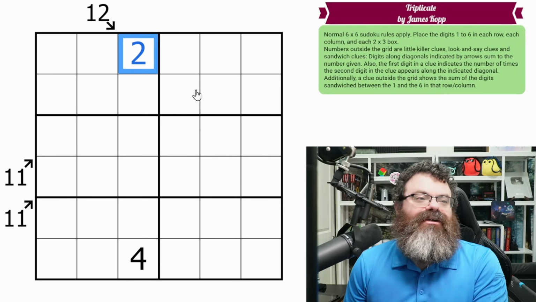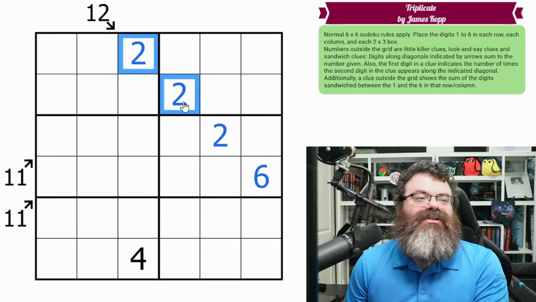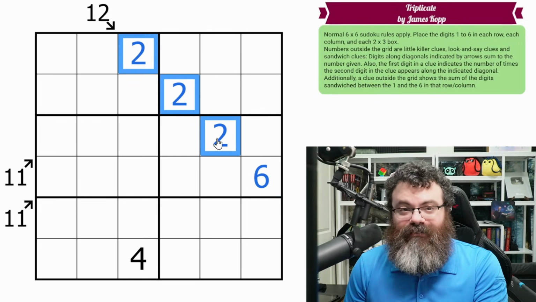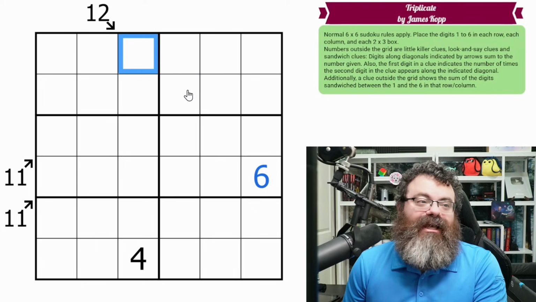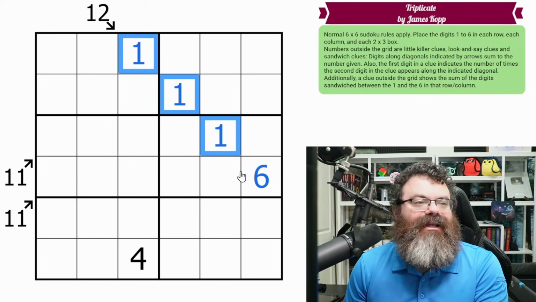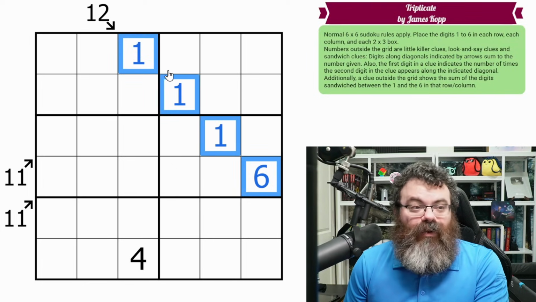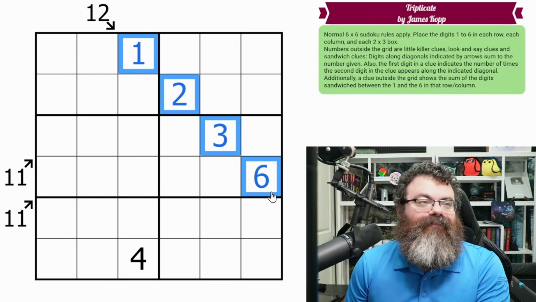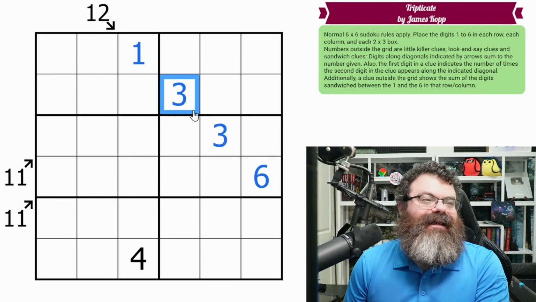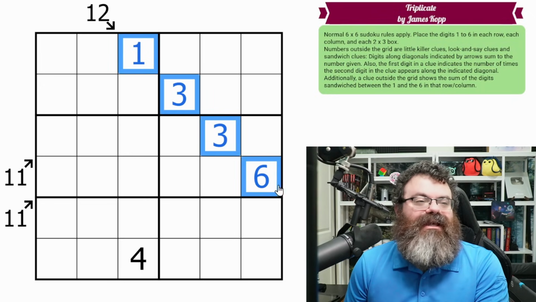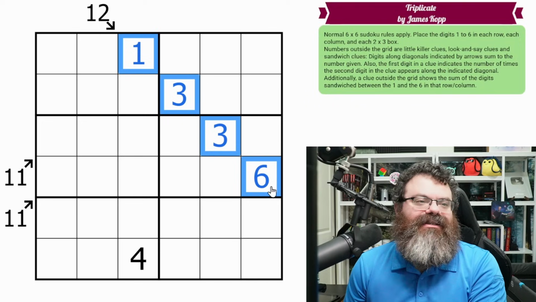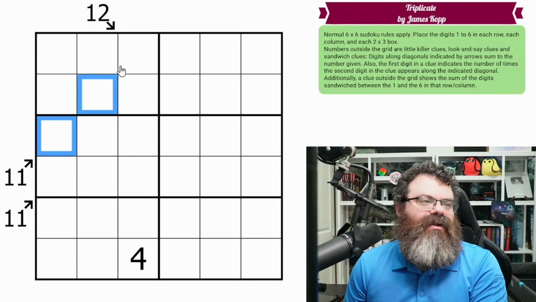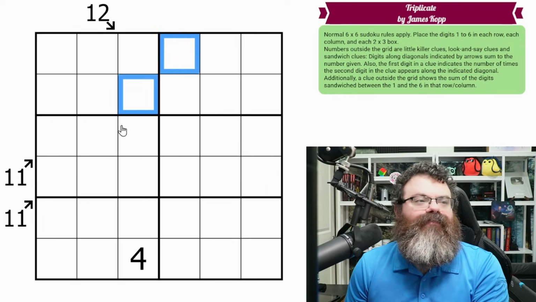So I could not do 2, 2, 2, 6 because 2 appears 3 times. That is not one time. That is 3 times. And I can't do like 1, 1, 1. I mean, that wouldn't sum to 12 anyway, but 1, 1, 1, 6 wouldn't work either. I guess I could do 1, 2, 3, 6, right? This would work, actually. Anyway, it doesn't matter. This wouldn't work because there is not 1, 2. It has to exactly describe how many 2s there are. So this would be 1, 1. This would be 1, 1.